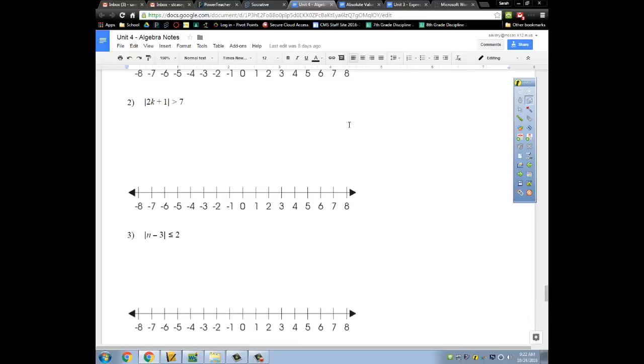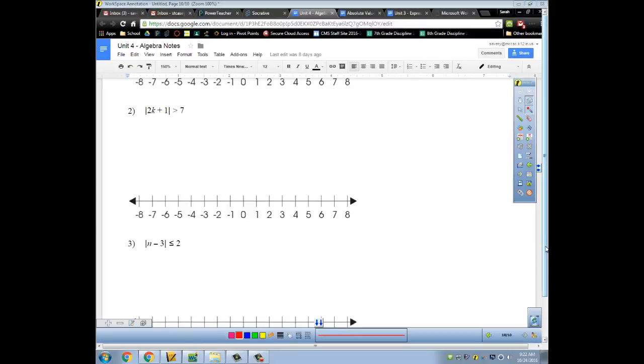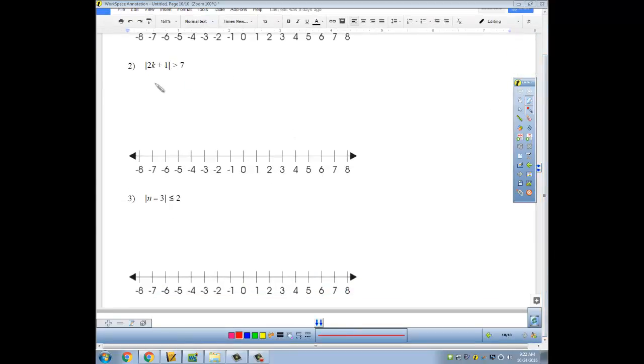Okay, for number 2, doing the same thing. So we're going to solve it normal first. So subtract 1 from both sides to get 2k is greater than 6. Divide both sides by 2 to get k is greater than 3 for one of your solutions.